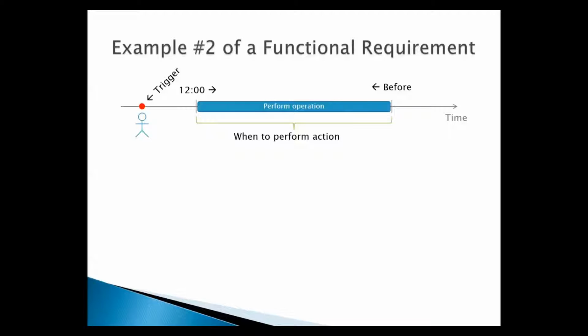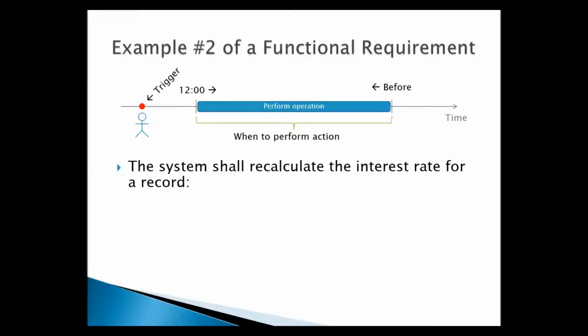In this slide, I'll walk through another example of a functional requirement based on the anatomy I described at the beginning of this presentation. This example requires the system to calculate the interest rate for a record. The first line, similar to the previous example, includes the operation to perform and indicates the system shall be performing that operation.